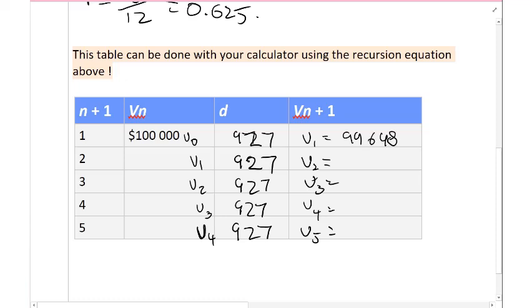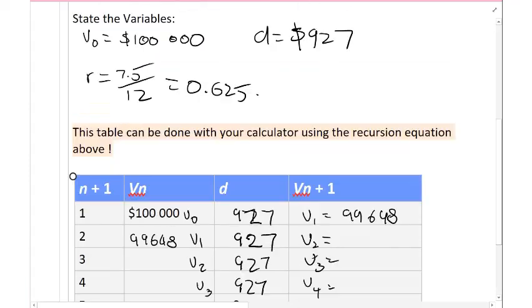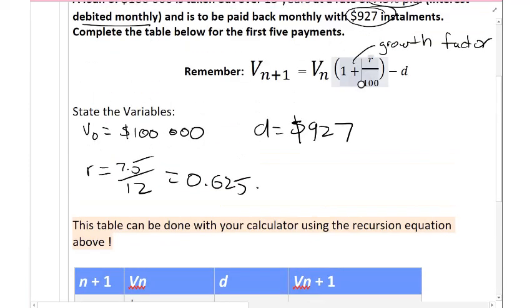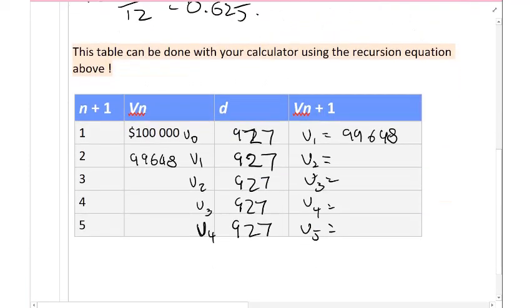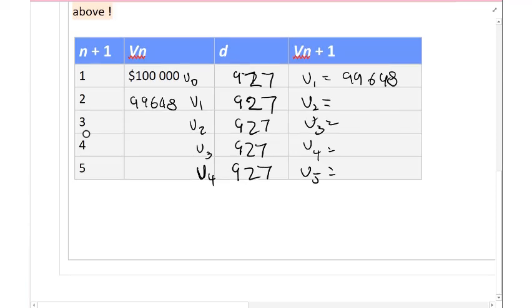That would be 99698. That's my V1. Okay, so V1 I put here, so that's going to be 99648. Then I would do my calculation. I would use a calculator. You can do this manually if you want, use this equation manually, but I'd be doing it on the calculator. And if you have troubles doing that, come and ask me.